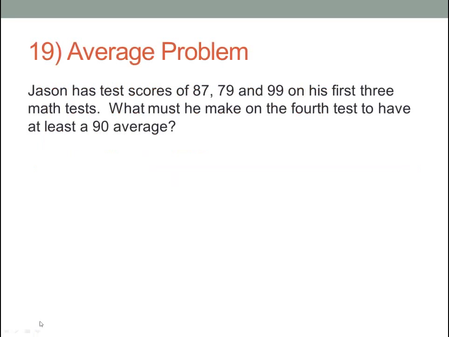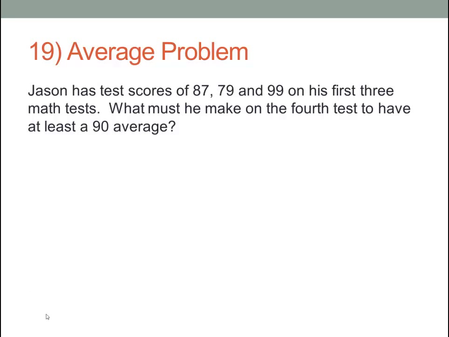Okay, so let's take a look at the first one. Number 19 from your pretest was an average problem. It says that Jason has test scores of 87, 79, and 99 on his first 3 math tests. What must he make on the 4th test to have at least a 90 average?